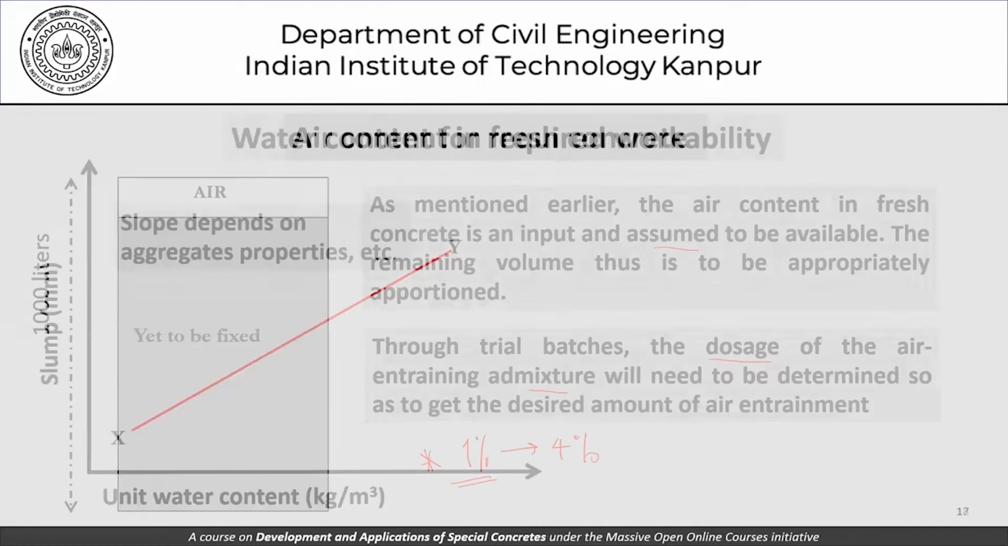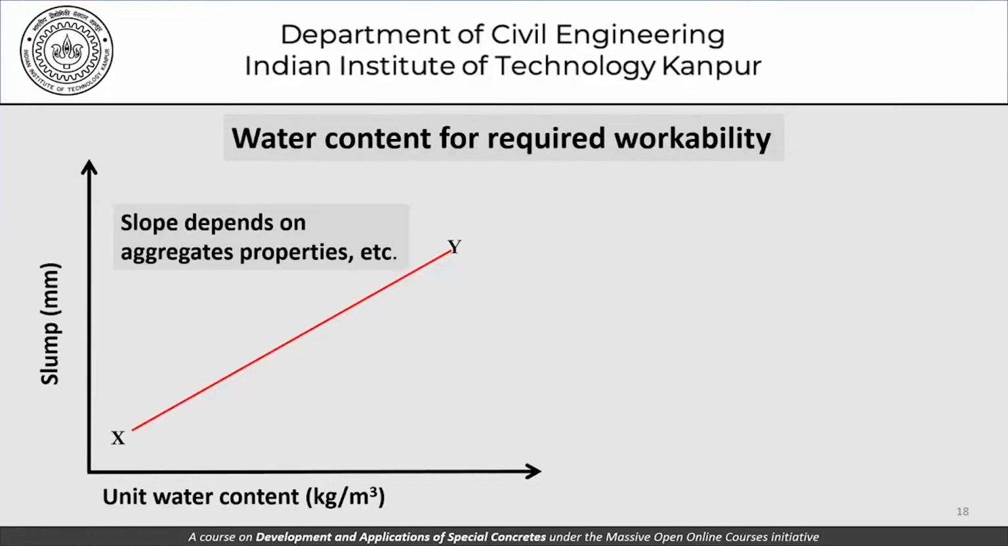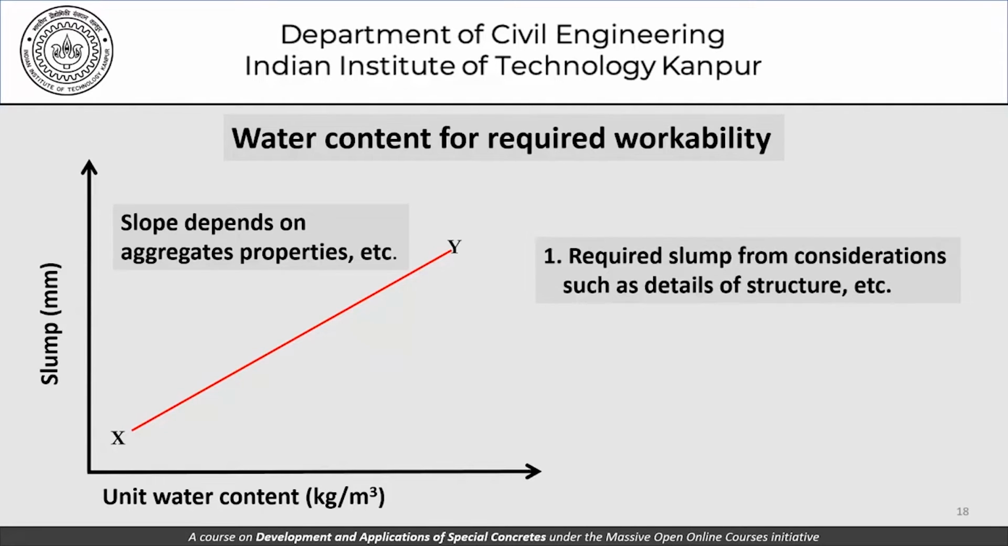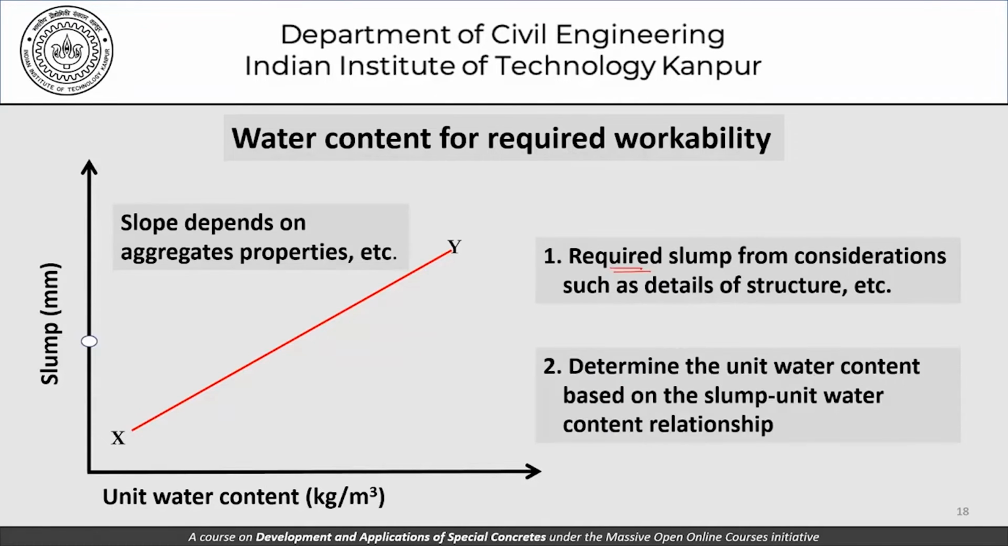Coming to the next part, we need the water content for the required workability. Now this slump, again, we have already discussed, depends on aggregate properties and so on. What we need is, what is the slump that we want? This slump would depend upon the details of the structure. We need to determine the unit water content based on the slump unit water content relationship. That is, if we want this slump, then this is the amount of water that we need.